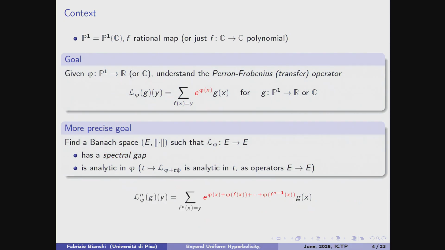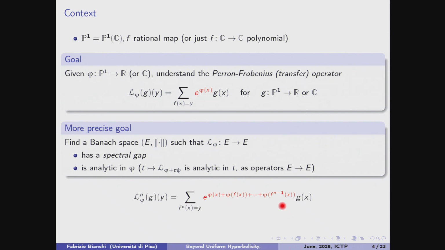Notice that the dependence of this operator on phi is highly nonlinear. It's linear in G, so it's a linear operator, but it's completely non-linear in phi. And actually, it's not by chance: if I iterate this operator, the sum appears in the exponent, and it's essentially the reason why studying this operator is the same thing. I mean, it can be used to study the statistical properties of a function, because here you see a Birkhoff sum.